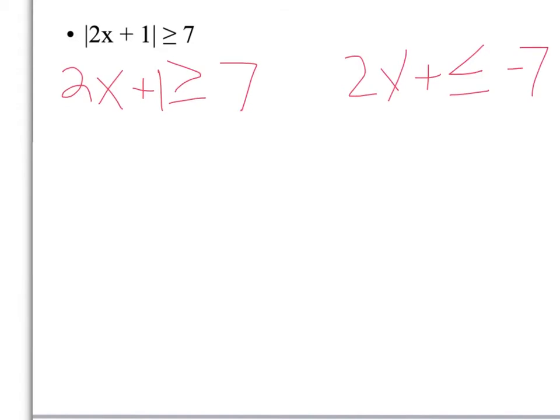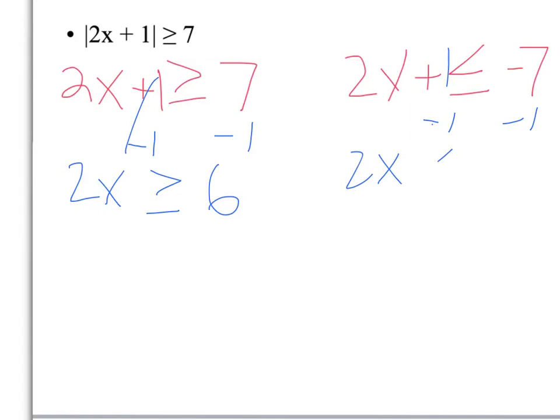So now solve these like normal. I'm going to minus 1. Oops, left off that 1 again. Minus 1. Now I've got 2x greater than or equal to 6. And I've got 2x less than or equal to negative 8. Divide by 2.